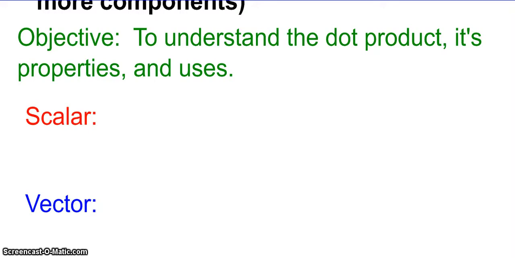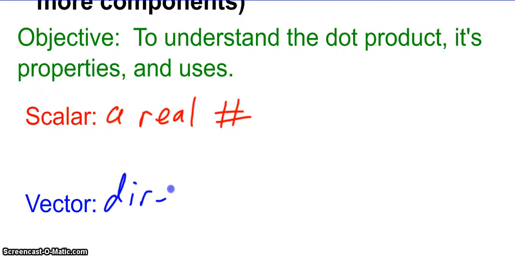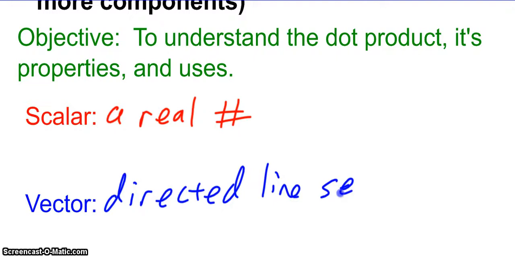So scalar, remember this is a real number, and vector we defined as directed line segment. So scalar is just a number, vector is a line segment, but it has a direction to it.